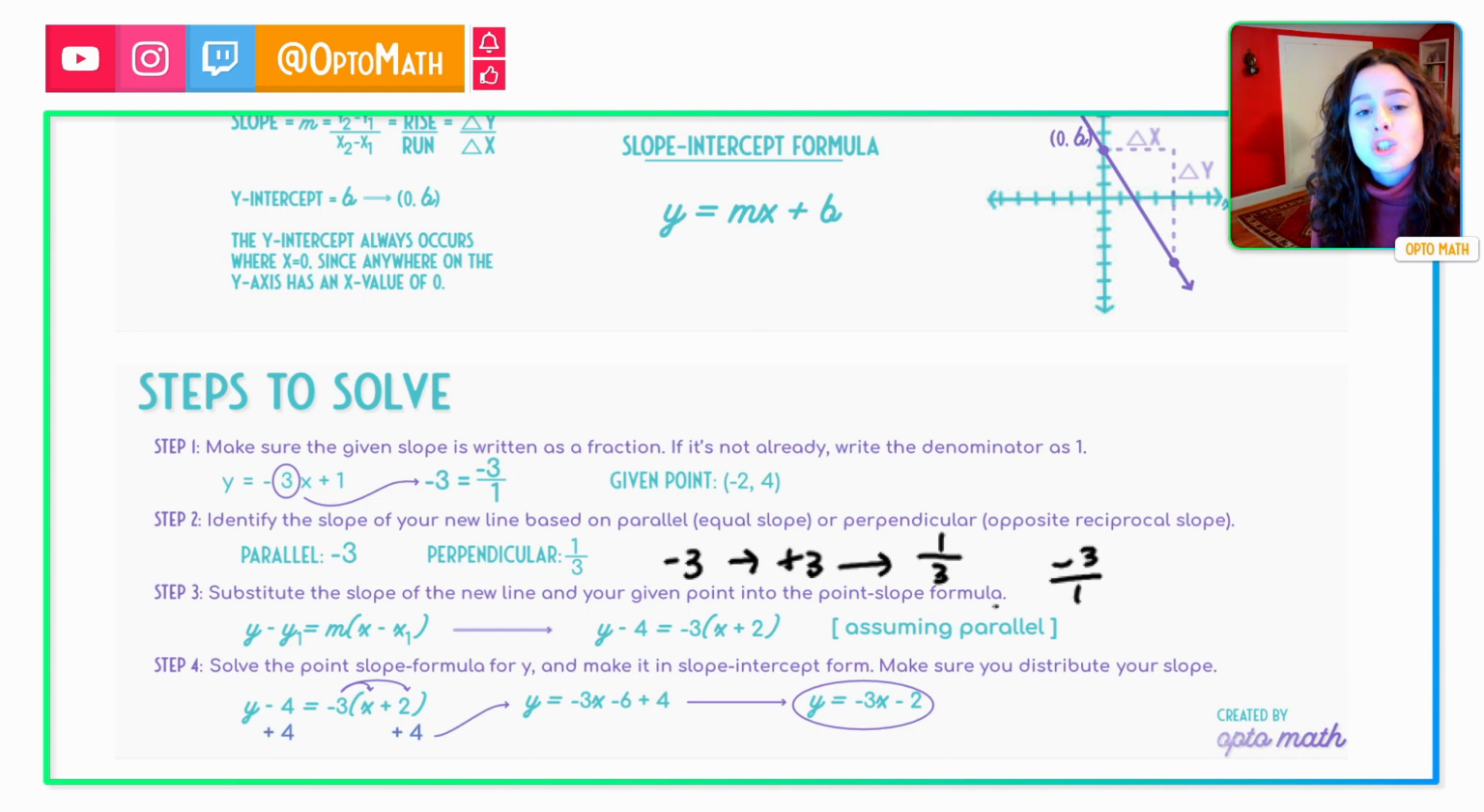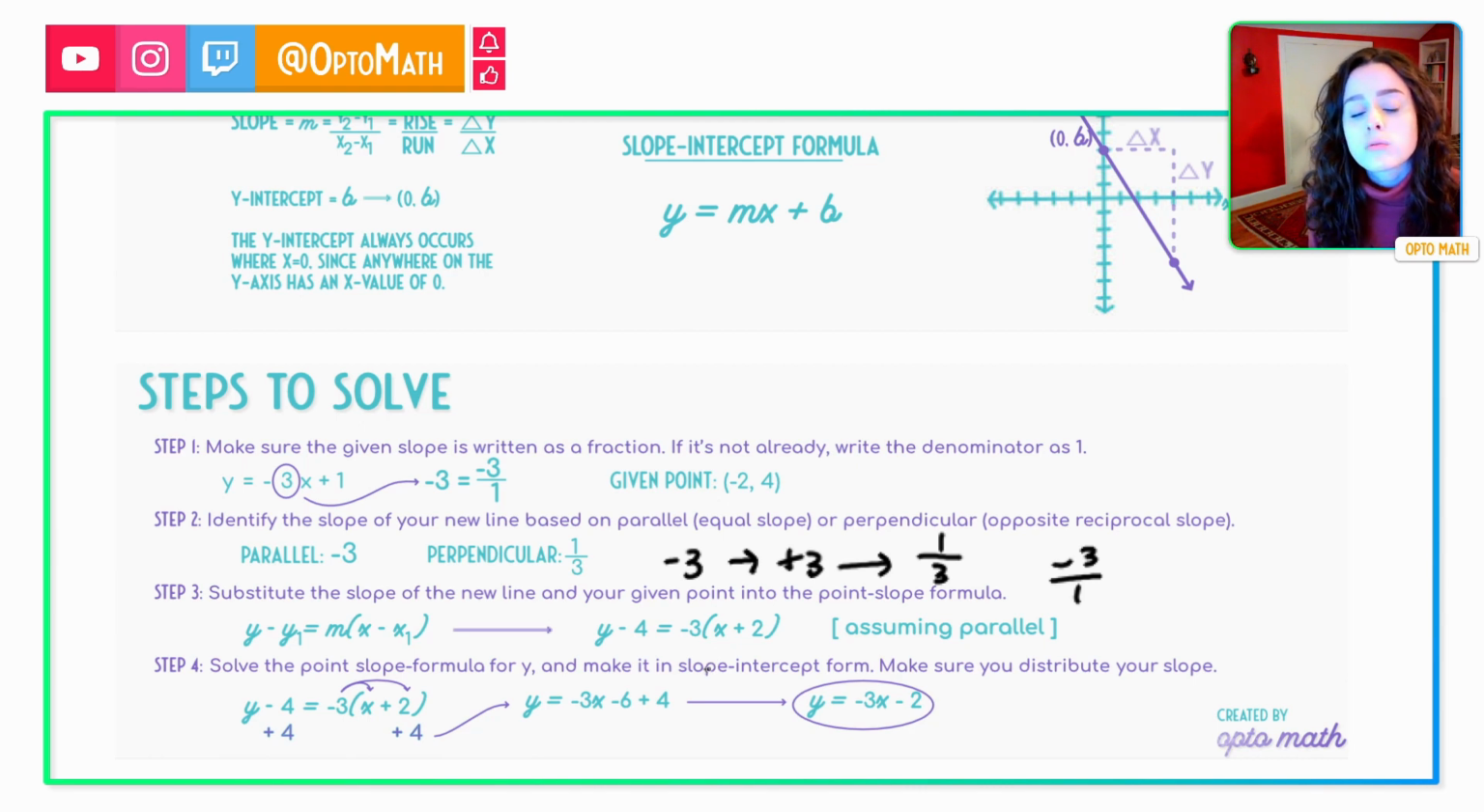Step 3 is you're going to use the point-slope formula. Why will we want to use the point-slope? It's because we already have the slope and the point. The slope we just found from it being parallel or perpendicular, and the point is given to us. So then we simply substitute.